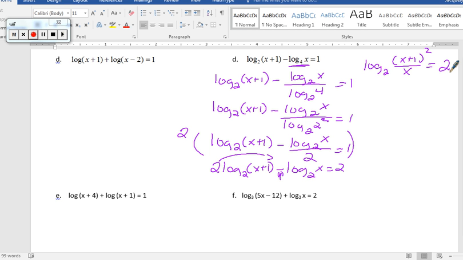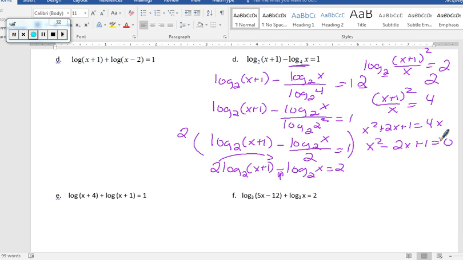So now I want to get rid of this log. I'm going to move everything up to an exponent. I'm going to have a power here with base 2. And again, the reason I'm picking 2 is so that these guys cancel out. So now I've got (x + 1) squared over x is equal to 4. Now we're just solving the equation. So expanding this here, you get x squared plus 2x plus 1 is equal to 4x. It's a quadratic, setting everything equal to 0. This factors into (x - 1)(x - 1). X minus 1 equals 0. And after all that solving, we find x to be 1.